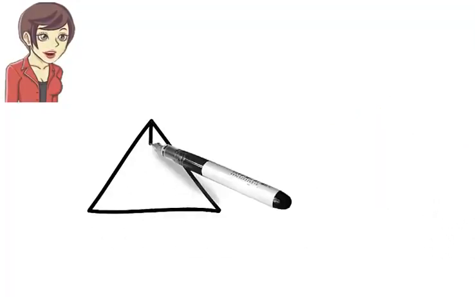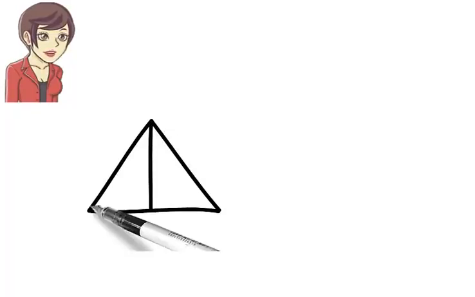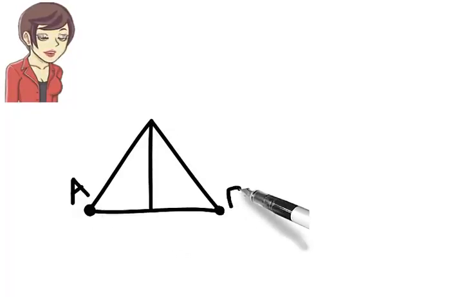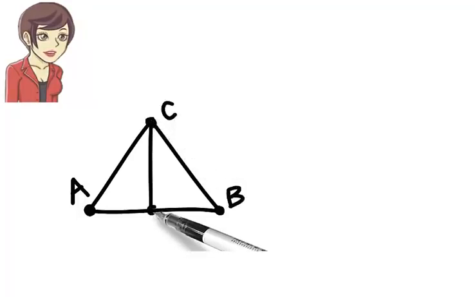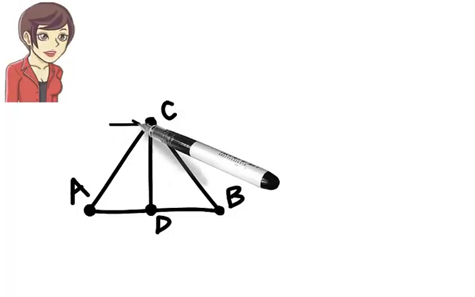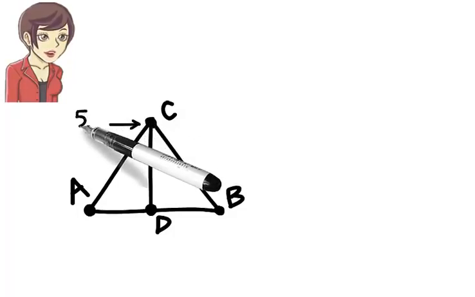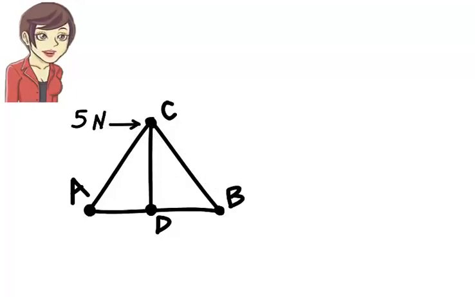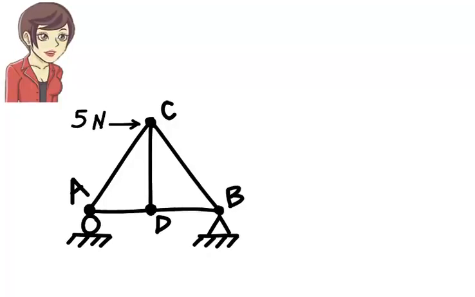Here is a simple truss structure with 5 members. The frictionless joints of the truss are labeled A, B, C, and D. The truss is subjected to a horizontal force of 5 newtons at joint C. The entire structure rests on a pin and a roller. A truss is said to be statically determinant if its member forces can be calculated solely using the equilibrium equations.